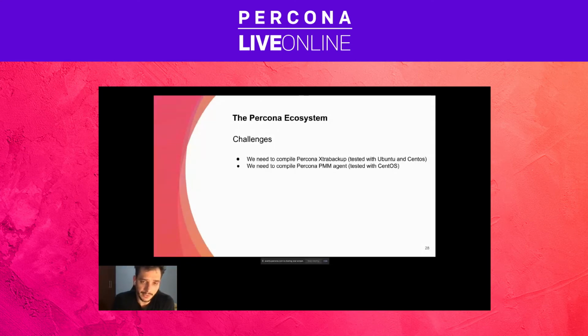So, given the challenge, I tried to check how it behaved, and I was able to compile Percona XtraBackup for ARM for Ubuntu and CentOS. One interesting thing here is Oracle does not provide ARM packages for Ubuntu. I opened the feature request for them, which was already accepted. So we have only Red Hat-like binaries available, or you need to compile from source.